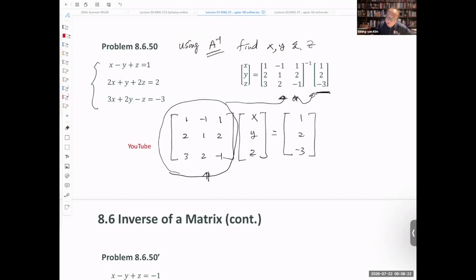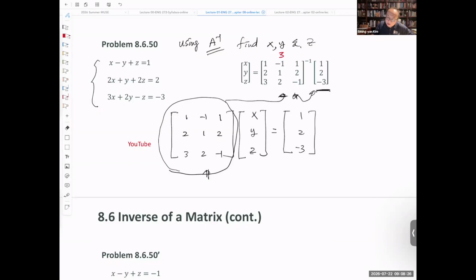Why? Because we said for the matrix multiplication, the dimension has to match up. This is 3 by 3, and this is 3 by 1. The inner numbers should be the same, and the result is going to be the outer numbers. If you switch them around, you have a 3 by 1 matrix times 3 by 3, and the inner numbers are not the same. You cannot multiply these two matrices.